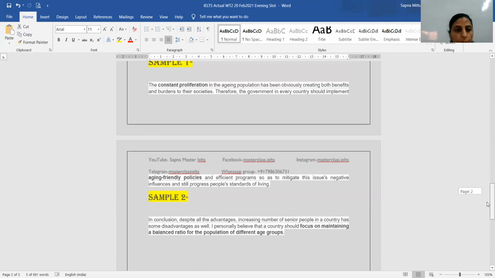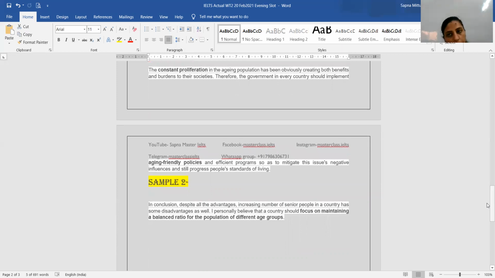Coming to sample answer 2: in conclusion, very simple. Despite all the advantages, a very good discourse marker, the increasing number of senior people in a country has some disadvantages as well. I personally believe, because if they ask about your opinion on it, then you will write like this. I personally believe, otherwise just avoid it. A country should focus on maintaining a balanced ratio for the population of different age groups. So this can also be the conclusion. The above one can also be the conclusion.